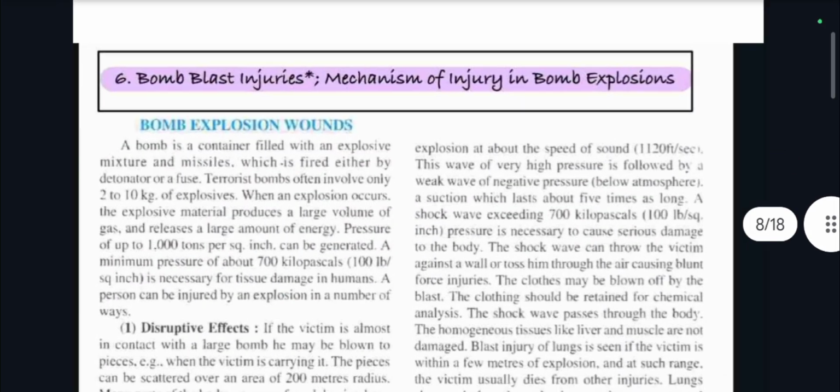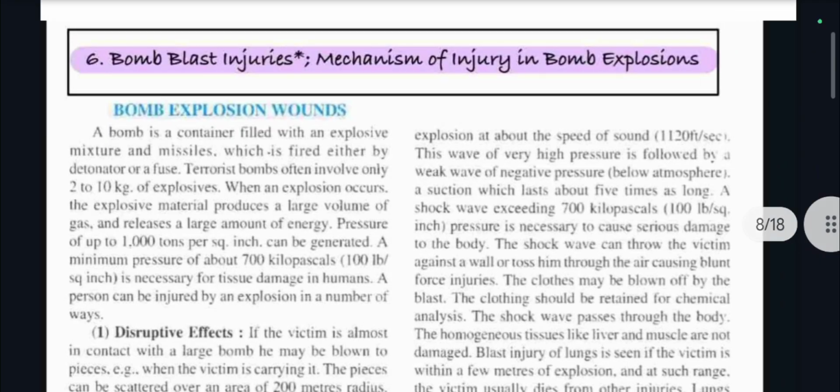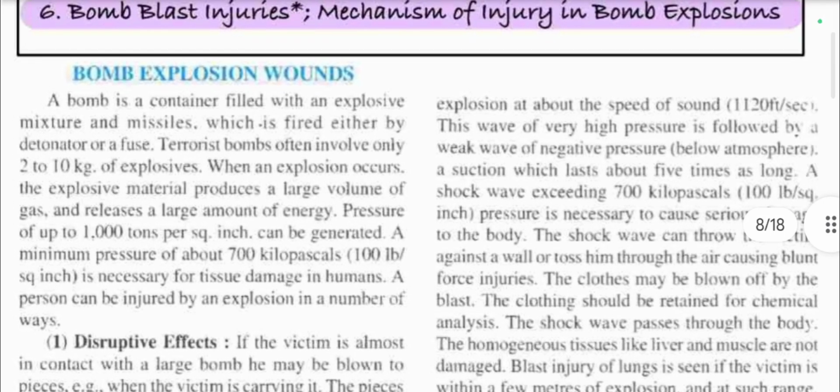Now, we are moving towards bomb blast injuries and the mechanism of injury in bomb explosions. So, what are bomb explosion wounds? A bomb is a container filled with an explosive mixture and missiles, which is fired either by detonator or a fuse. Terrorist bombs often involve only 2 to 10 kgs of explosives. When an explosion occurs, the explosive material produces a large volume of gas and releases a large amount of energy. Pressure up to 1000 tons per square inch can be generated.